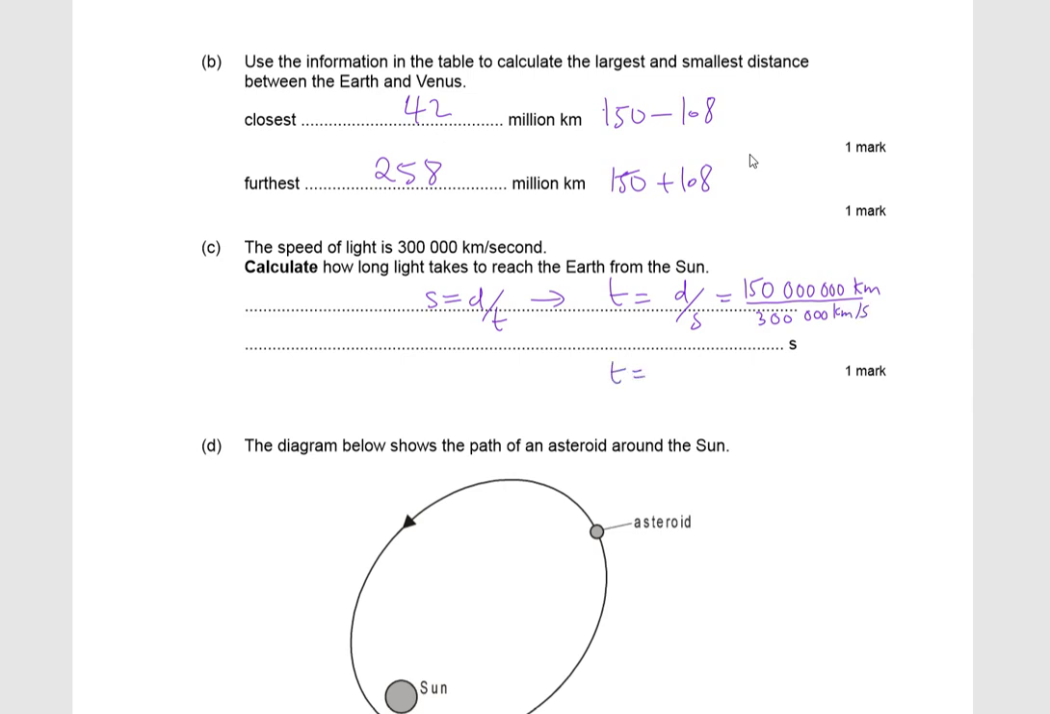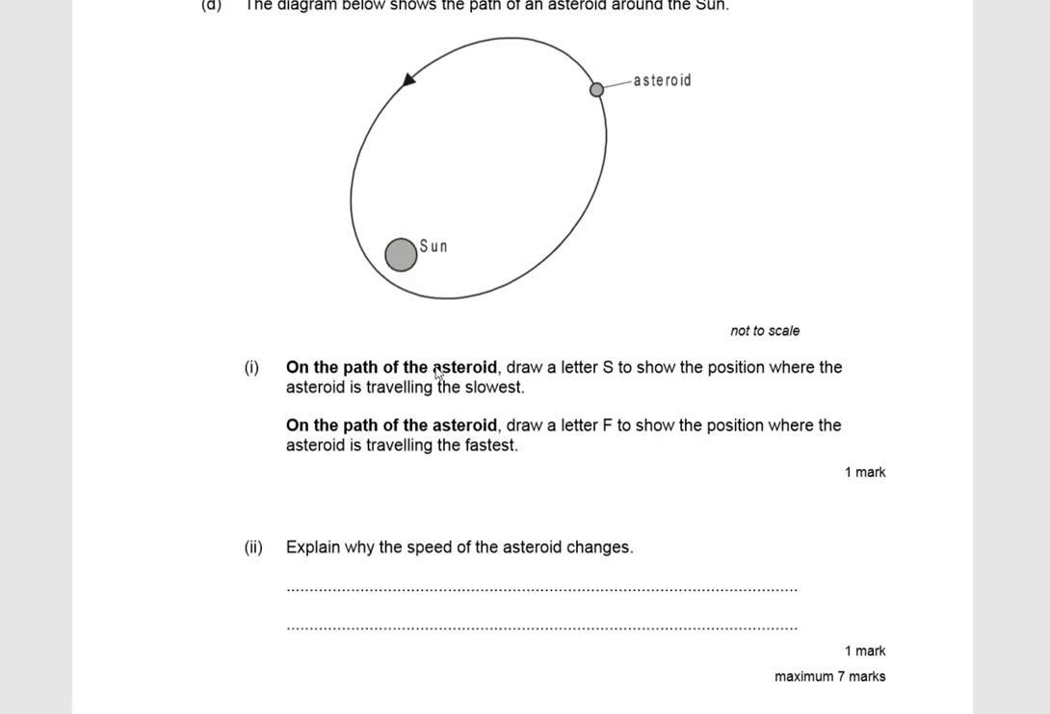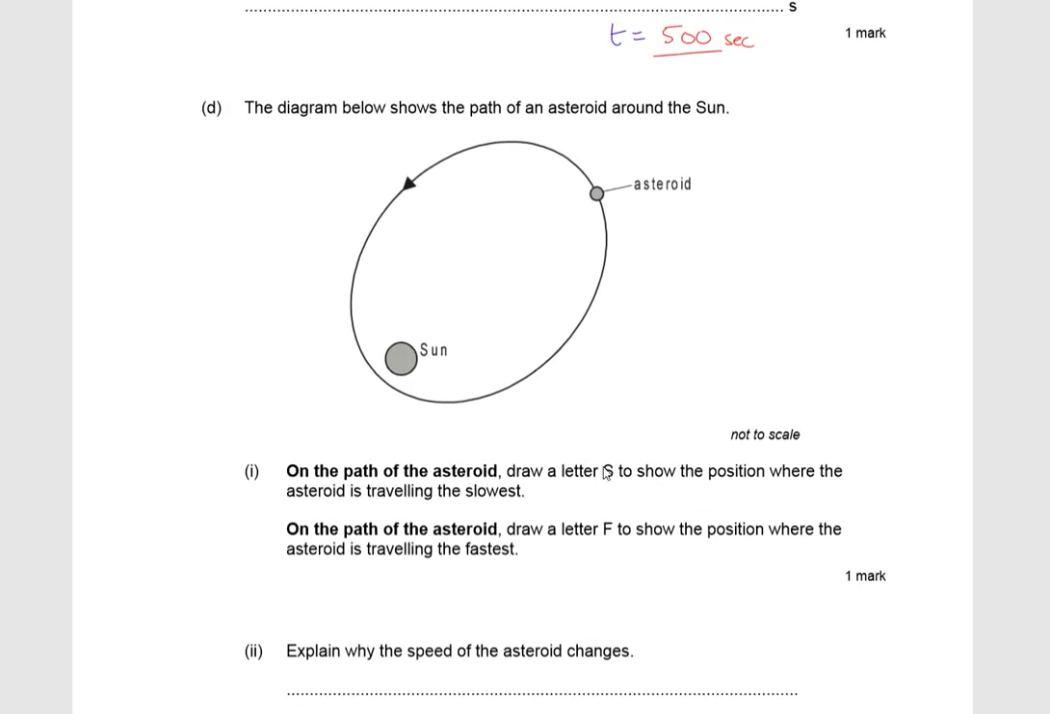Now you see the kilometers and the kilometers cancel out. So therefore, now I'm left with 500 seconds. Okay. Now we need to label where we'll be traveling the slowest.